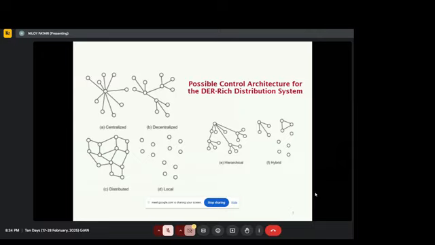And hybrid is a mix of all of these five, right? It can be local, it can be decentralized, it can have a combination of local and centralized, it can have a combination of distributed and local, and all of that.